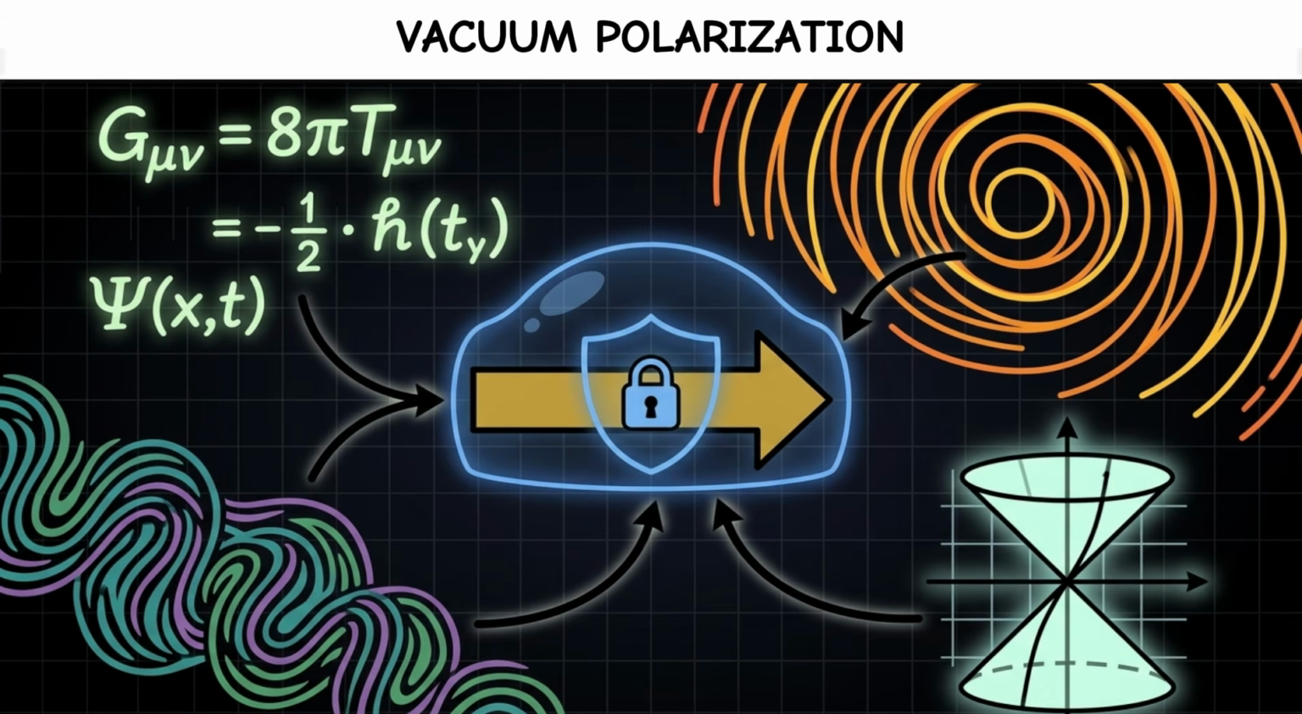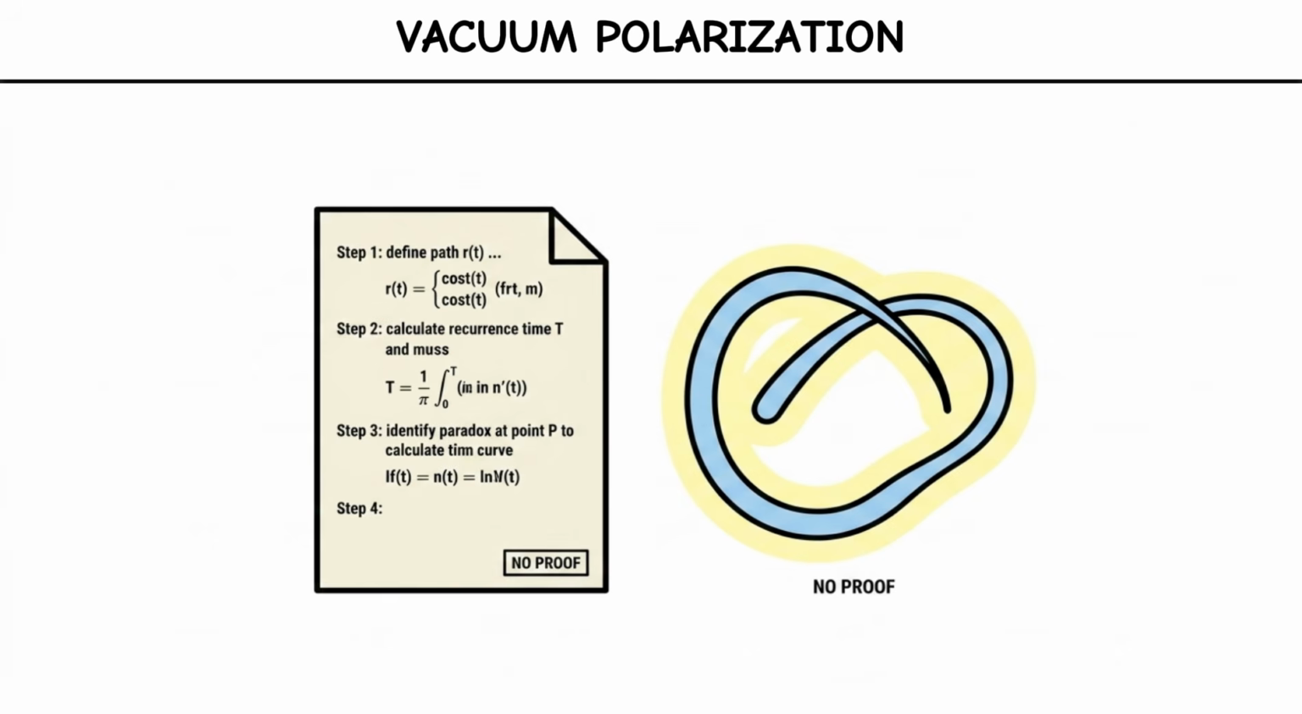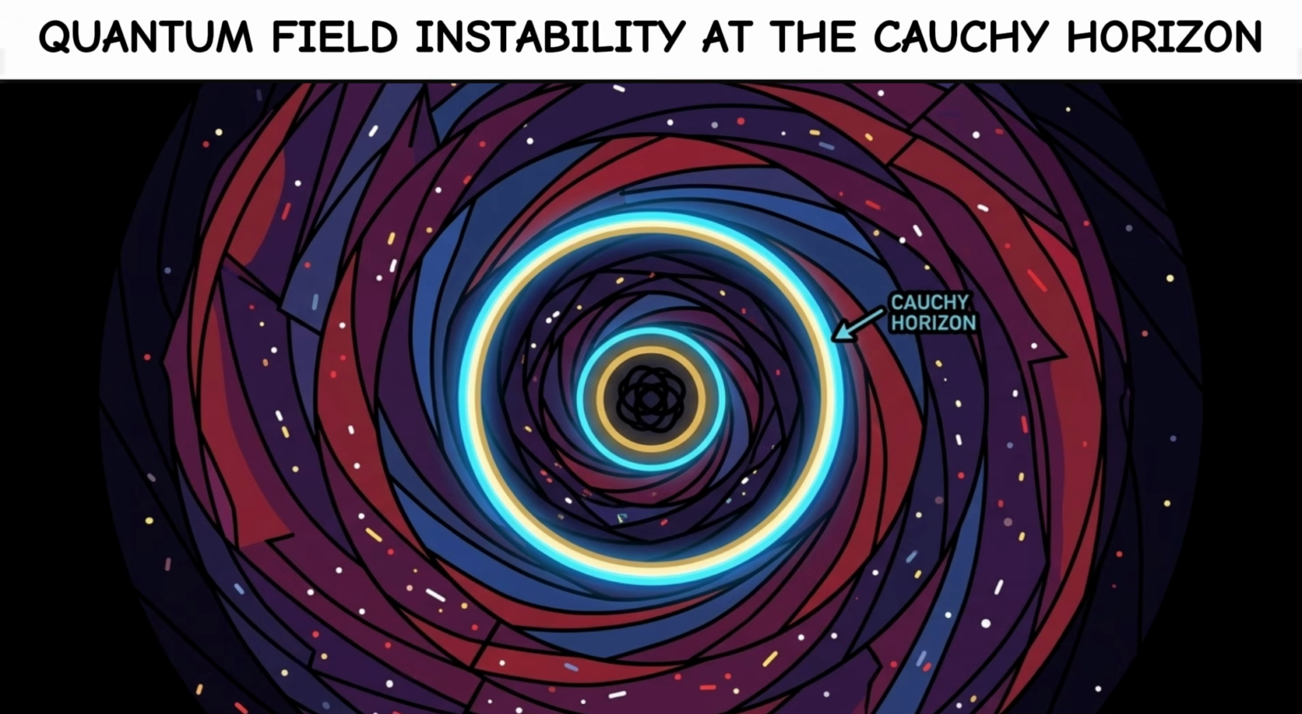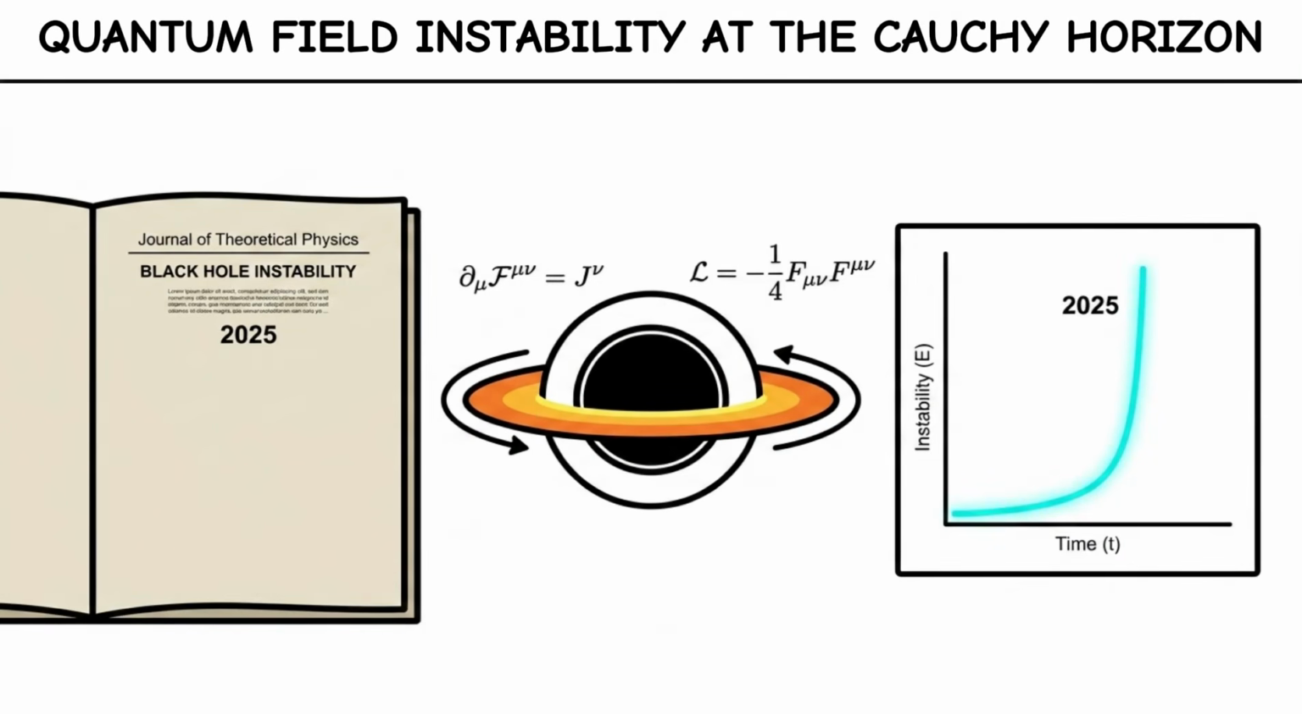It reads like strong circumstantial evidence for chronology protection. It is not, mathematically, a proof. Number 4. Quantum field instability at the Cauchy horizon. The most recent direct attack, 2025.